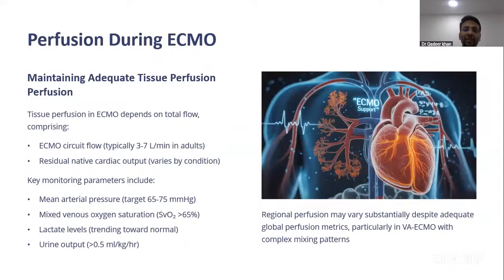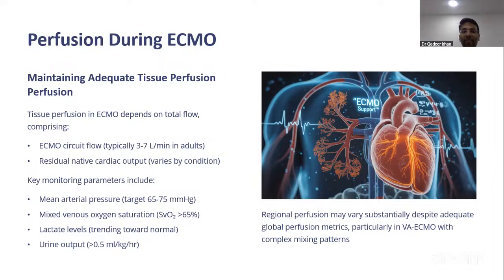Maintaining adequate tissue perfusion, as I told, depends on how much blood flow is maintained and the characteristics of your oxygenator, or artificial membrane lung. And also, to some extent, if your native cardiac output is good, the perfusion to the other organs is also maintained.